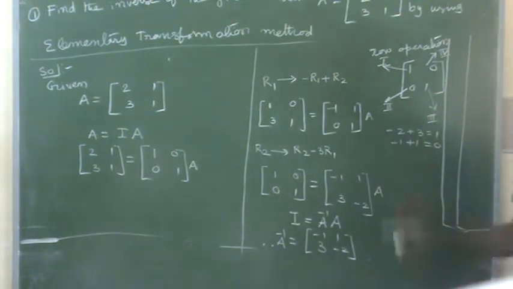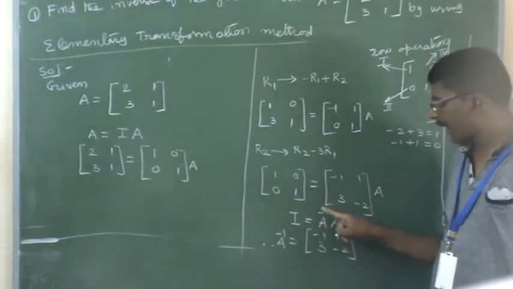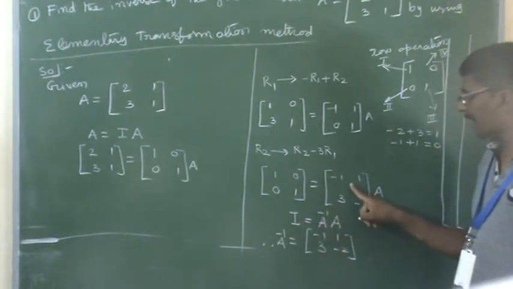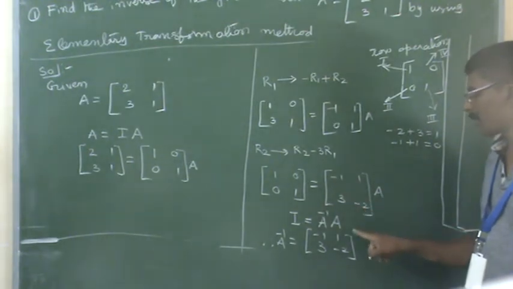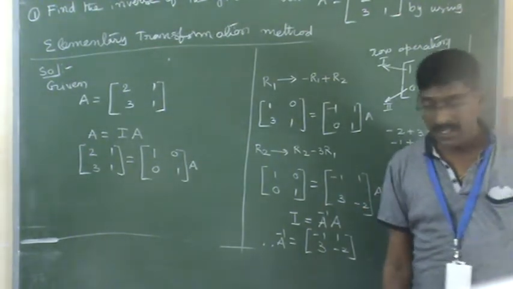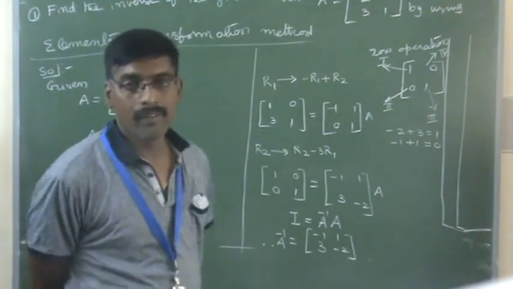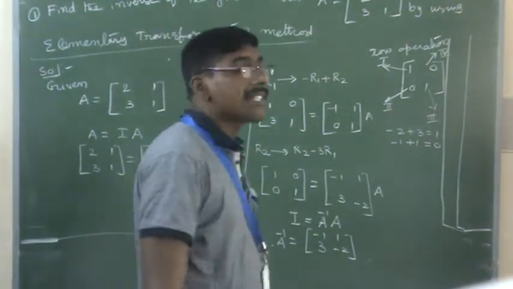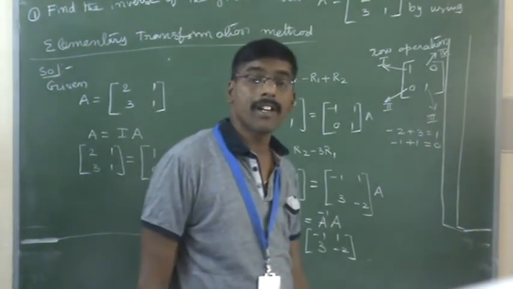That is our luck. So immediately the value of unit matrix I is equal to A inverse into A. Here the A inverse matrix value is available: minus 1, 1, 3, minus 2. This is the value of A inverse. This is the elementary transformation method to find the inverse of the given matrix. This is the method of elementary row operation.